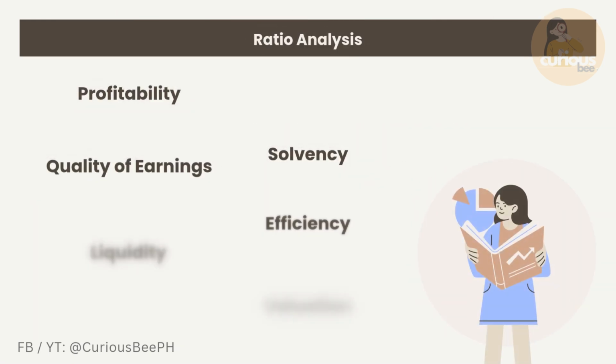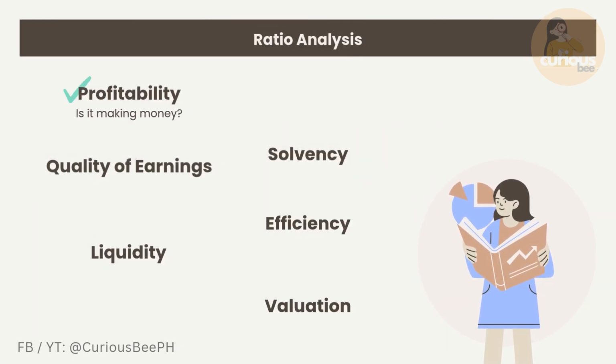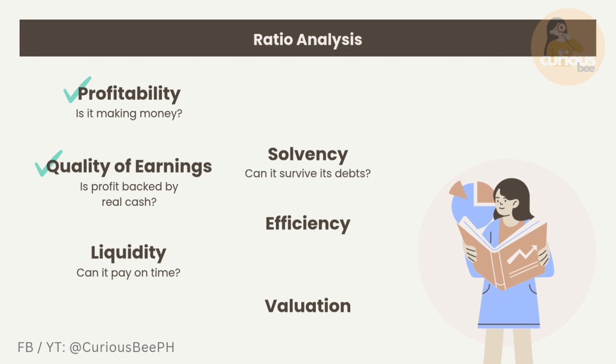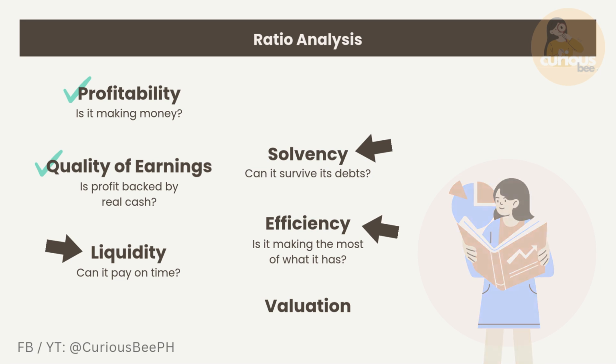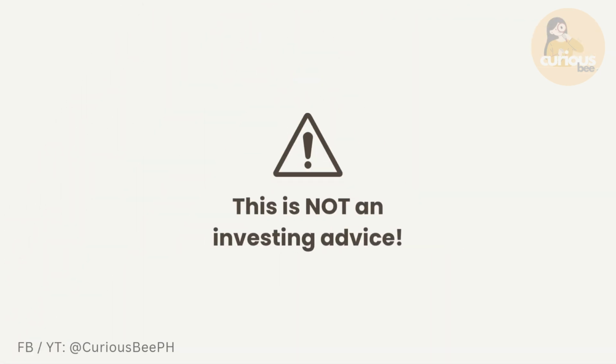So far, we've looked at how profitable a company is and whether those profits are real. But profit alone doesn't tell the full story. Can the company pay its bills? Can it survive long-term debt? Is it running efficiently? We'll cover all of that in the next video, where we break down liquidity, solvency, and efficiency ratios. Please keep in mind that the companies used in this video are for illustration purposes only.